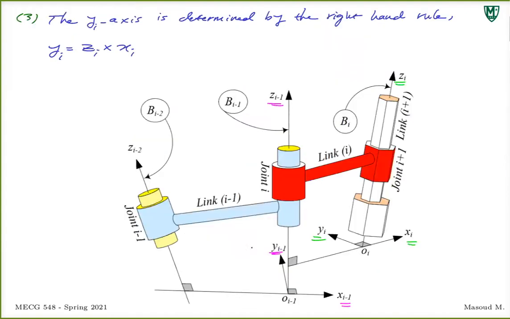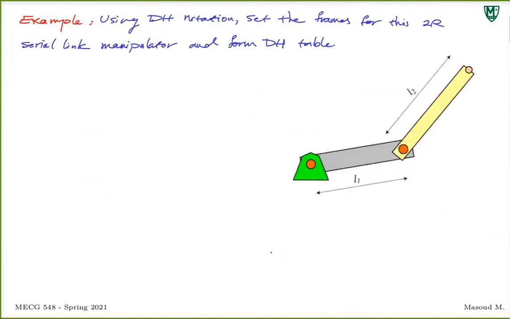Now, before we even get there, let's number these. We talked about numbering. I said I start from the ground. This is the fixed one, so this is link 0. We said we number the links from 0. This is link 0. This is link 1. This is link 2. Joints, we said we start from 1.